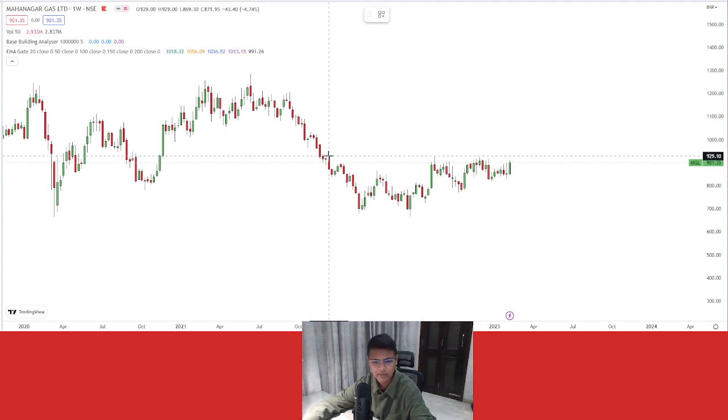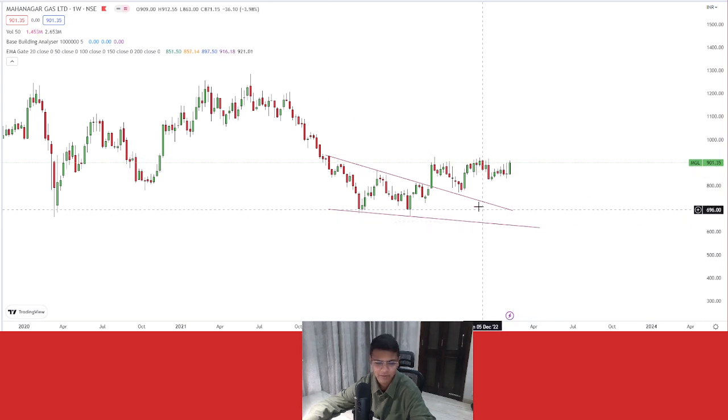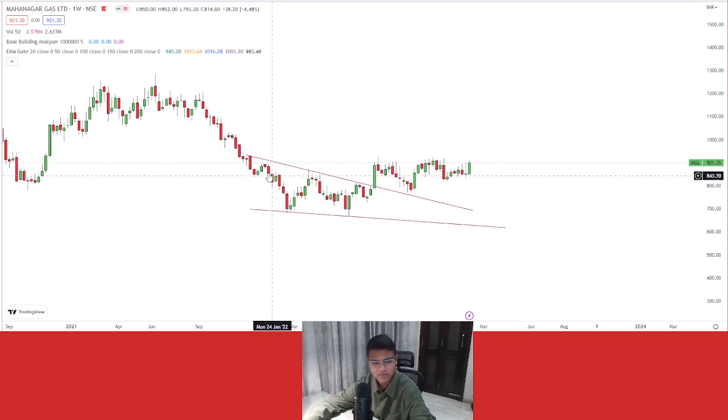So I'll redraw the trend line again. So we can see that a trend line is being drawn, and this is a falling wedge pattern. Most people would like to call it a falling wedge pattern. So this was the case for the stock from 13 December 2021 to 1st August of 2022, almost a year, more than a year, 13 months.